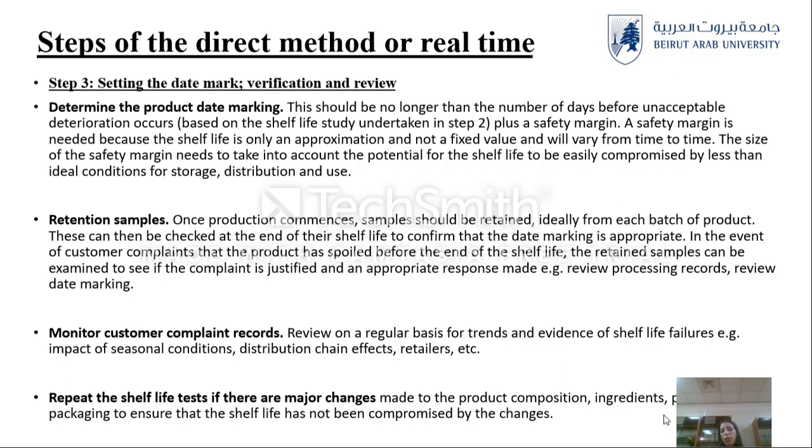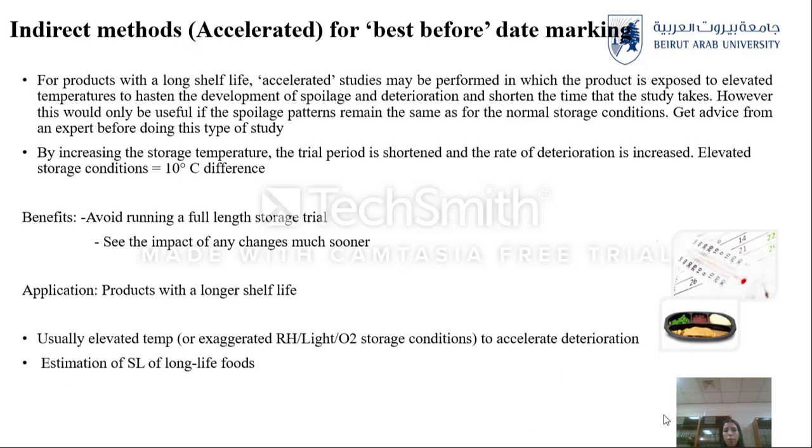customer complaints. We have to review on a regular basis for trends, for evidence of shelf life, for any kind of failure. We need to check the distribution chain effect and the retailers, which are the supermarkets. We repeat the shelf life test if there are any major changes made to the product composition, ingredients, process or packaging. So passing to the indirect method, if you remember during the first lecture, I talked about Arrhenius.